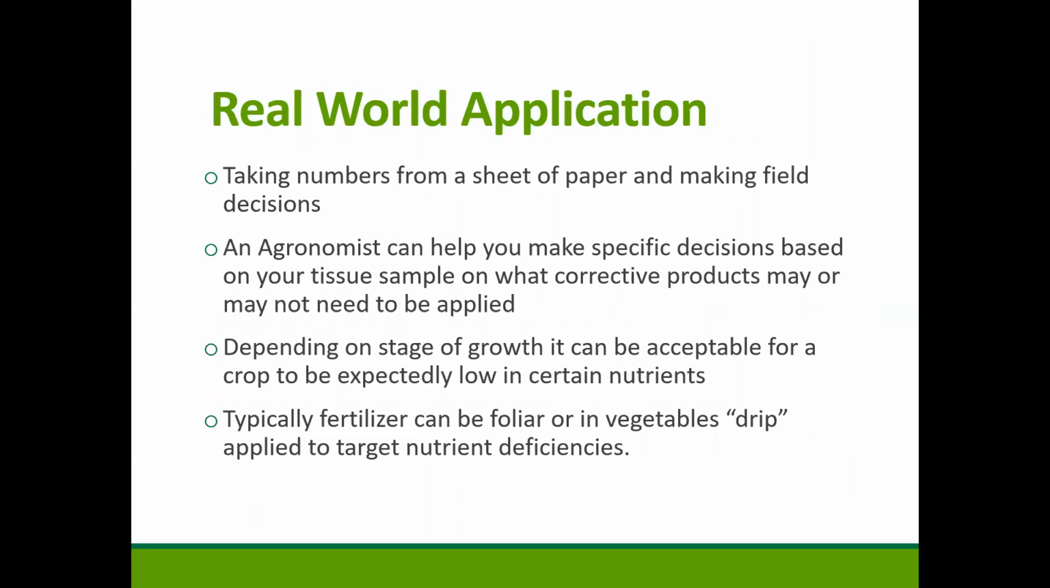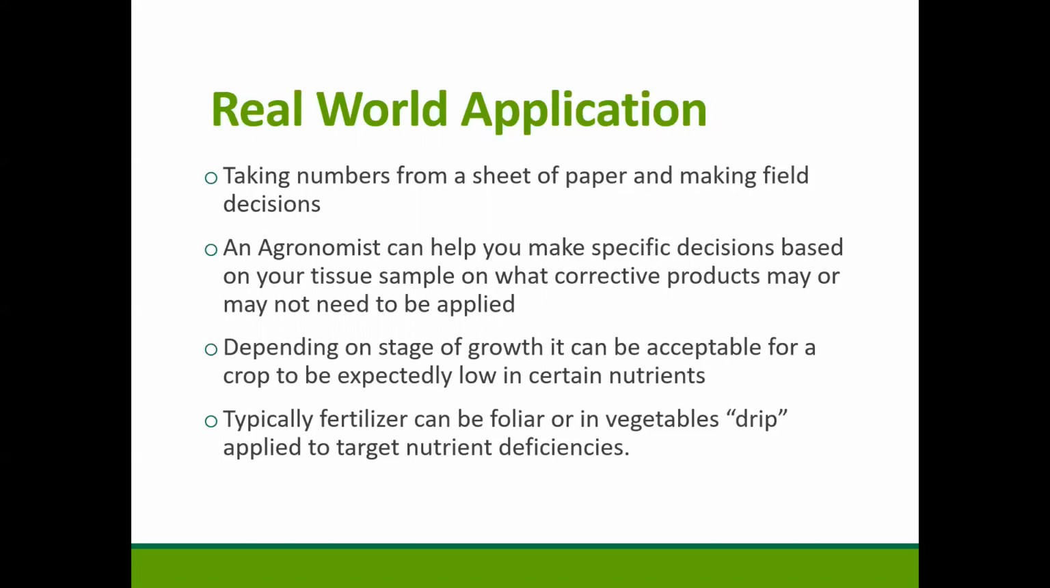So we took the tissue samples, we sent them out, we got the results back. You talked to an agronomist, you talked it over, you have an idea where you want to go. How do we take these numbers from a sheet of paper to making field decisions that are going to be profitable for you and benefit your crops, both yield and health? Here again, an agronomist is going to be able to help you make these decisions based on corrective products, application rates, application methods, all types of things like that.